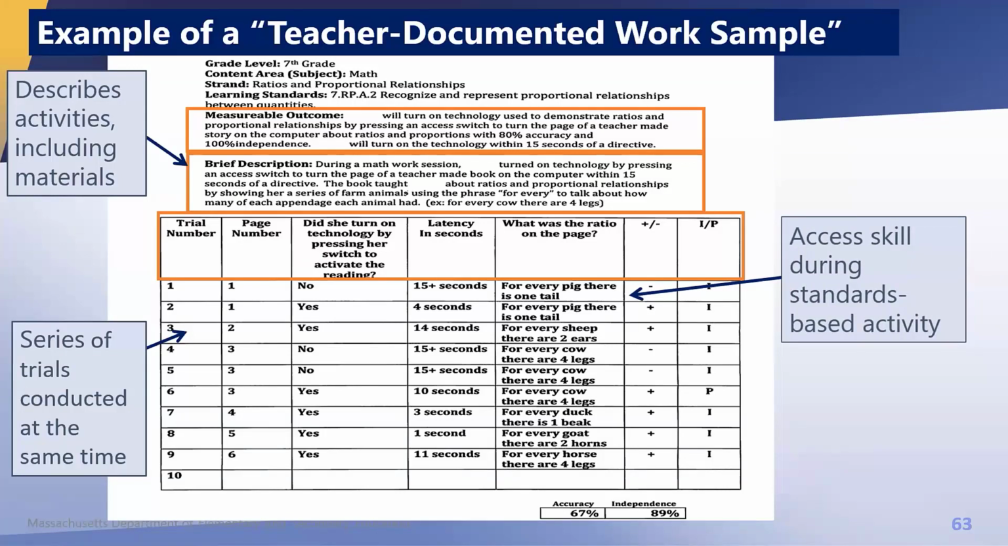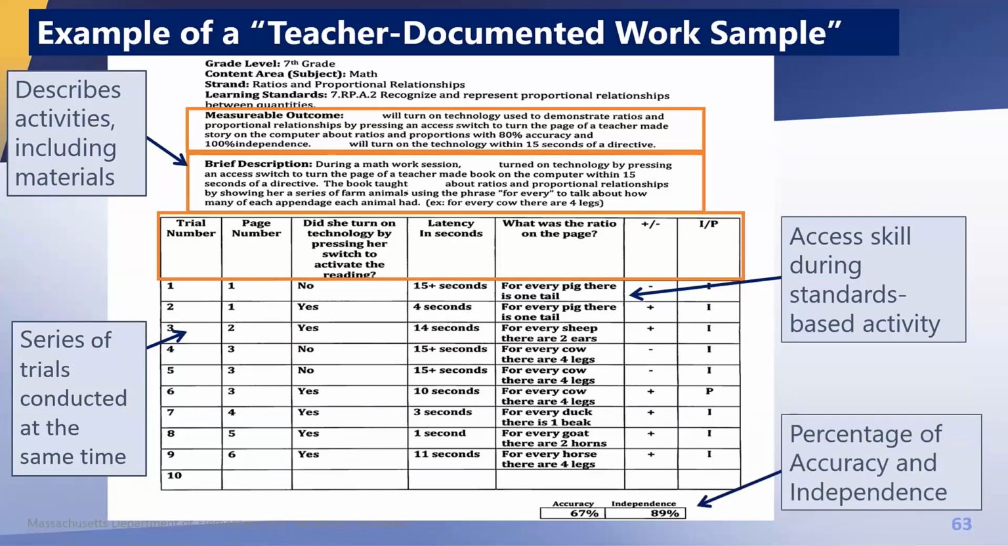That really helps them know what they need to do to help that student. You know, is it maybe a positioning of the access switch? But that's good information. And then here's the skill that was done during a standards-based activity. So this was ratio and proportional relationships for a grade 7 student. And so they were doing this book about for every pig, there was one tail. And then in this column, you have accuracy and independence. And at the bottom, it is calculated for us: 67% accurate and 89% independence.